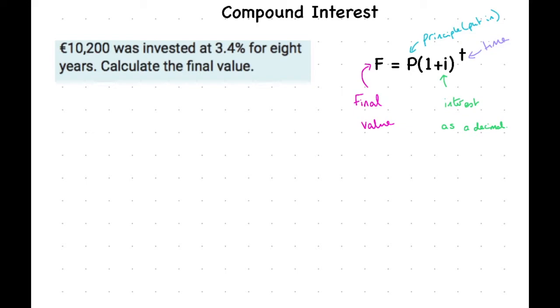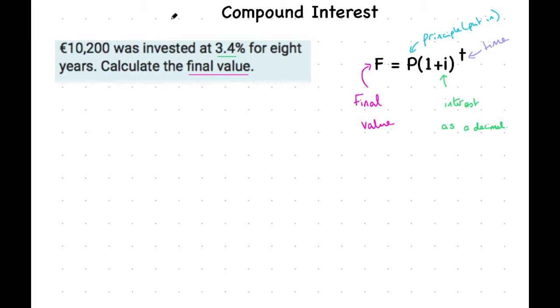So let's take a look at our question here. So we have €10,200 invested at 3.4% for 8 years. Find the final value. So calculate the final value. So I will underline in pink final value, and that's what we're looking for. We have then the interest, so I'm going to underline that in green so we actually know that.